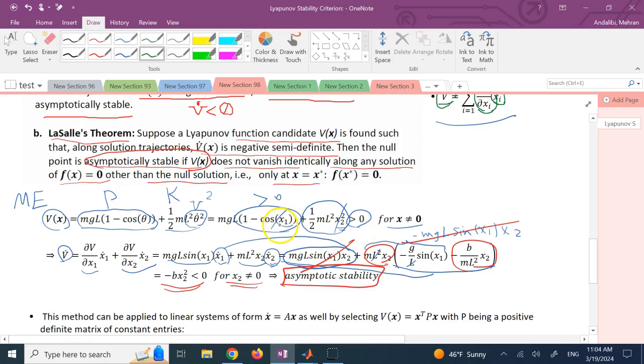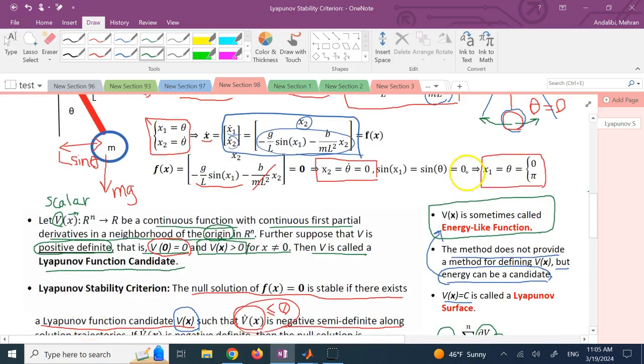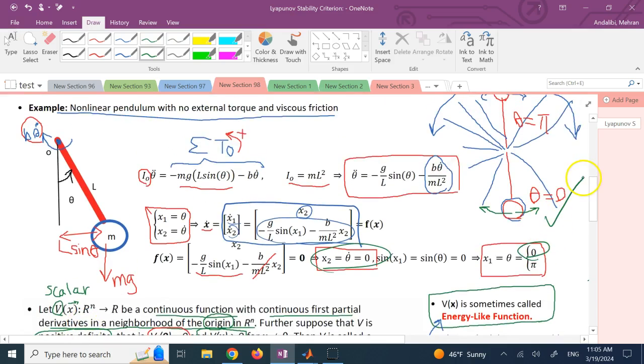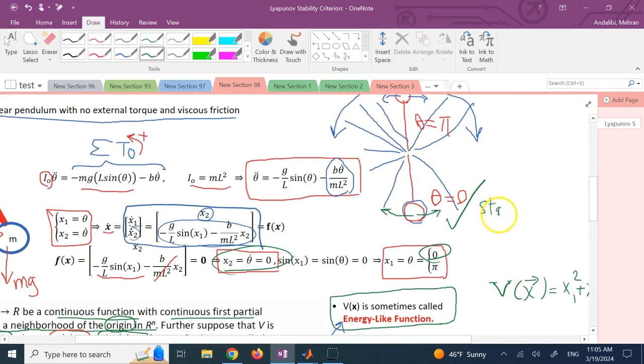Well, look at that. Here, this term, remember, was 0 when x1 becomes 0 or 2 pi. So this function is 0 for x1 of 0 and x2 of 0. And that is your first equilibrium point. That's where your angle is 0 and your speed is 0. So this point here, this one down here, is stable and asymptotically stable.